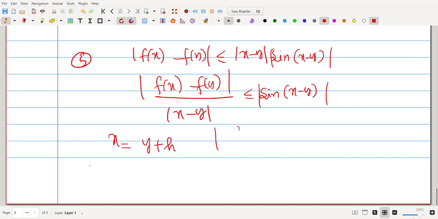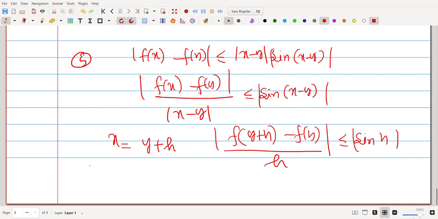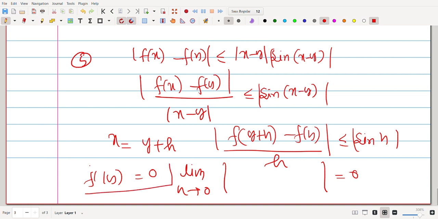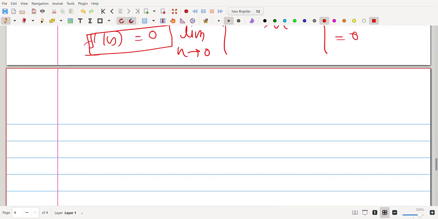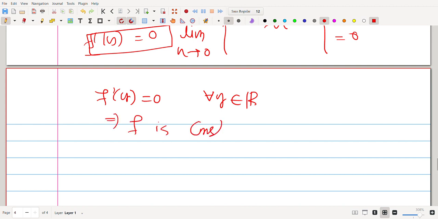Let x be y plus h. So |f(y + h) - f(y)| by h is less than or equal to |sin h|. So as the limit h tends to 0, this is 0. That means f prime of y is 0. And this is true for any y. That means f prime of y is 0 for all y in R. This will imply f is constant.